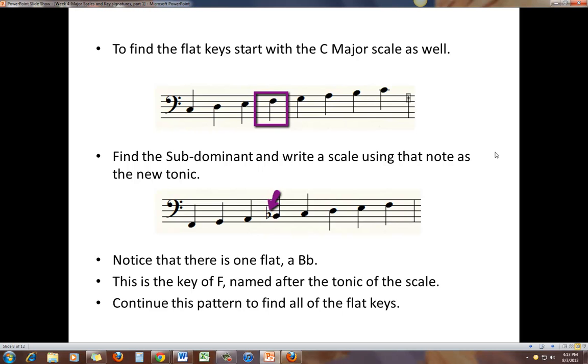To find the flat keys, start with the C major scale as well, but this time you are going to start on the top tonic and go down to the subdominant. Use the subdominant as the tonic of the new scale. So the subdominant is F. Write a scale on F, and you have 1 flat, which is B flat. This is the key of F.